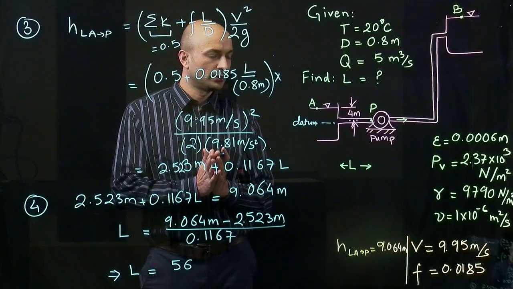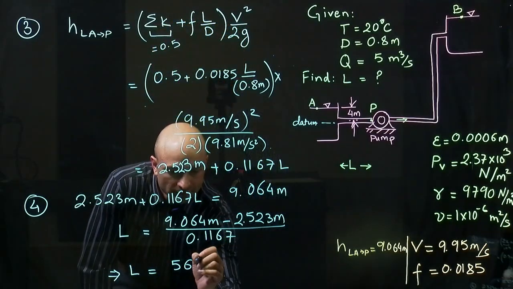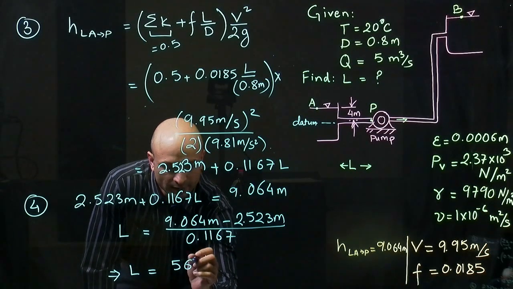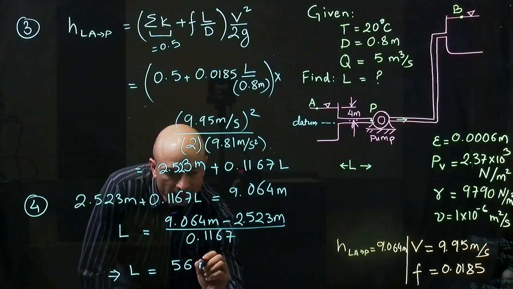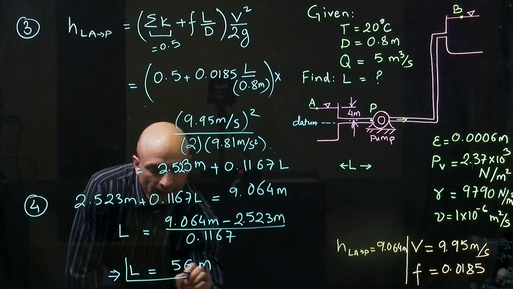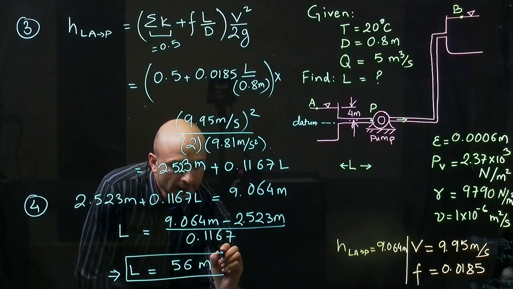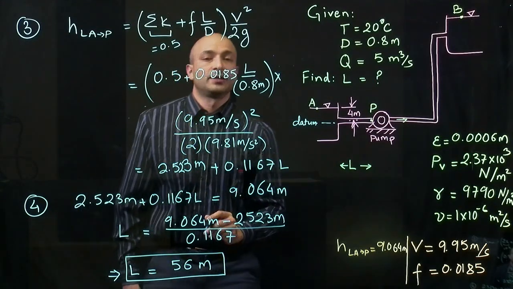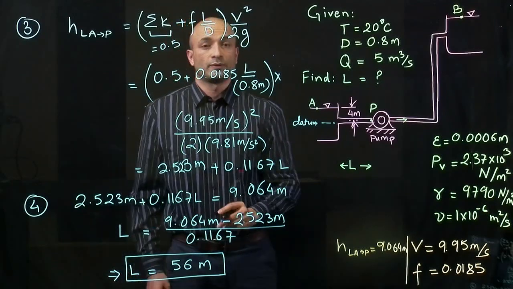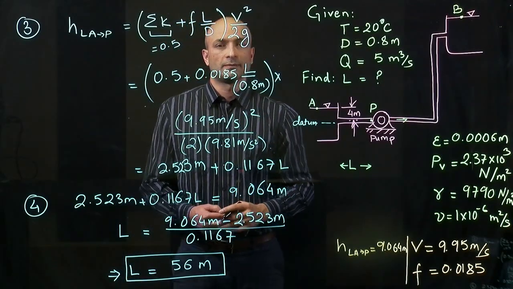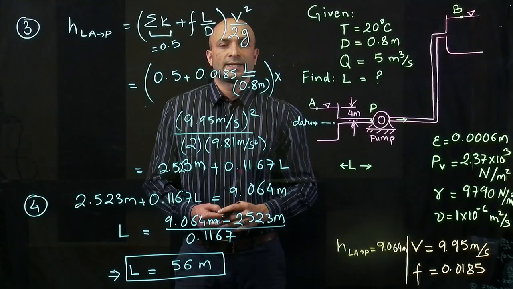We want to be just a little conservative, so you can always use some kind of factor. In this case, we're just trying to be critical, so we'll just live with the rounded down value here. So L of 56 meter is the maximum length of pipe that we can use before cavitation starts becoming a problem. And I'll see you guys in the next video.